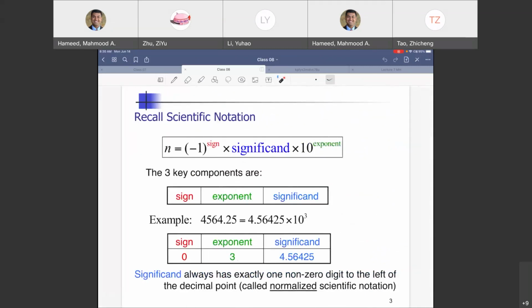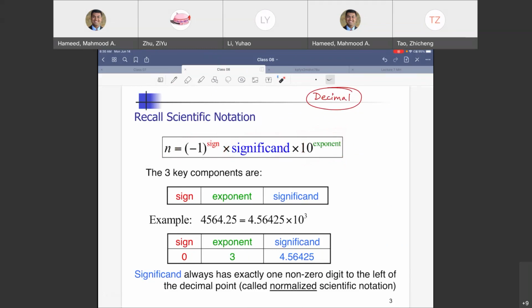Recall the scientific notation, and this is in the decimal world, right? So this is not in the binary world just yet. This is in the decimal world. How do you represent any number in the scientific notation? Your number is -1 raised to sign, so that takes care of whether the number is positive or negative. Then you will have significand multiplied by 10 raised to exponent.